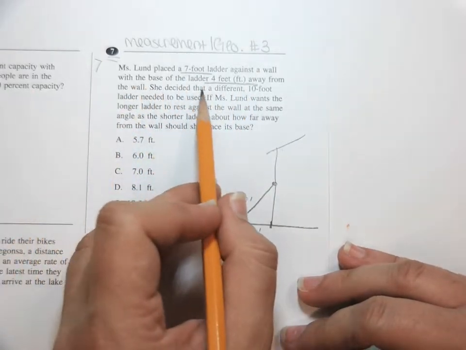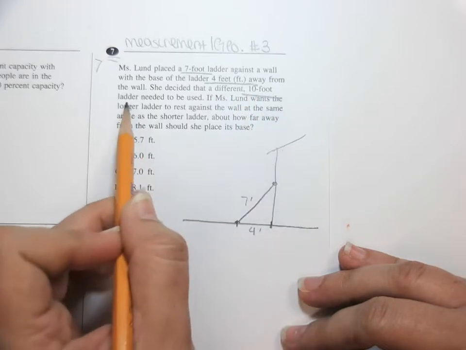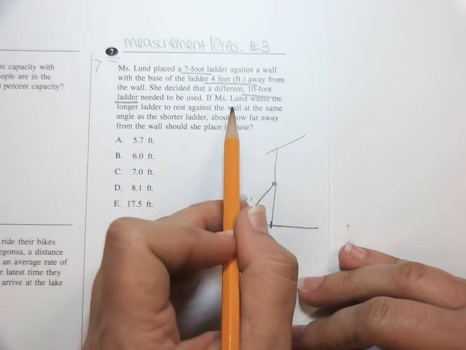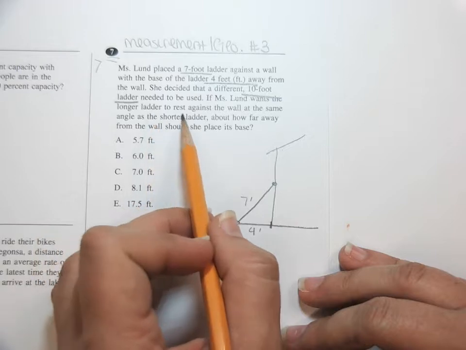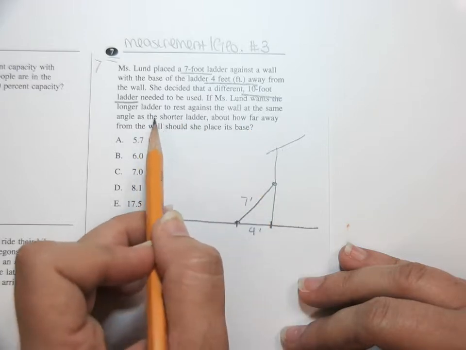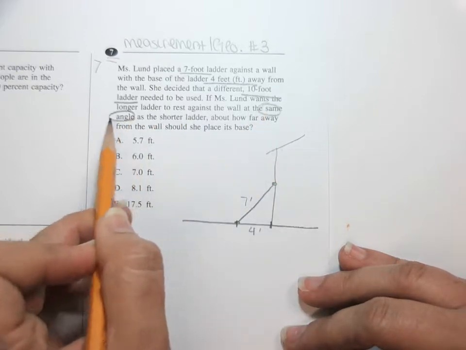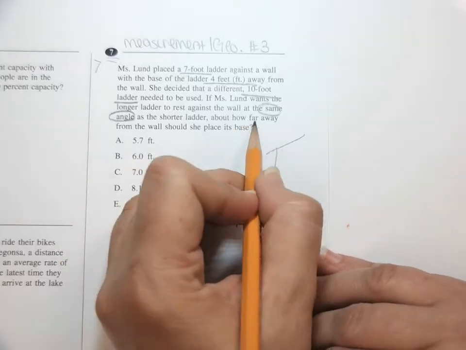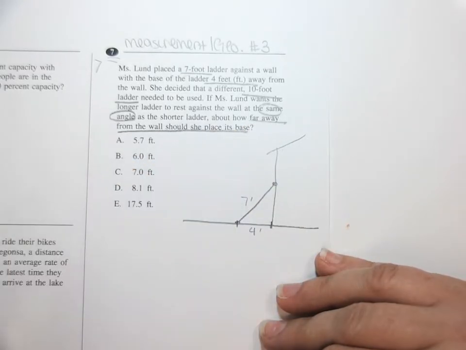That's the original one. She decides to use a different 10-foot ladder. She wants the longer ladder to rest against the wall at the same angle as the shorter ladder. About how far away from the wall should the base be?